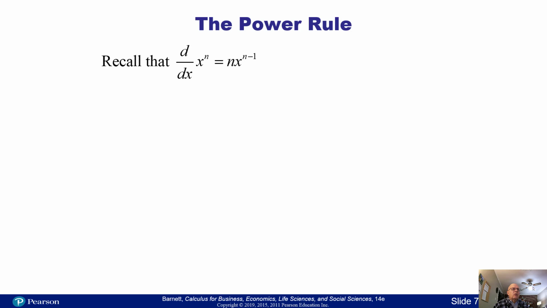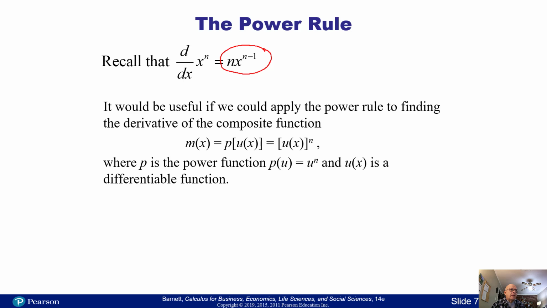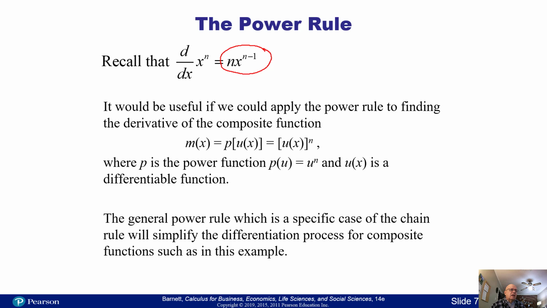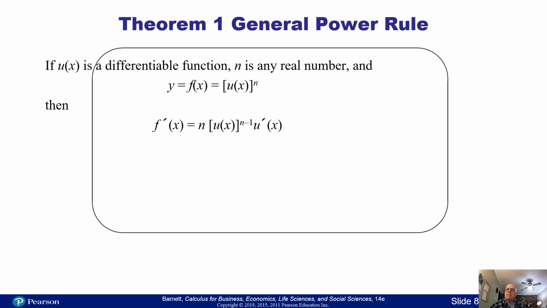Now remember the power rule? Of course you do. You can do that in your sleep, can't you? Bring the n out front, reduce this by 1, and there's the result in general. So what if we could use the power rule to take the derivative of a composite function? That would be pretty handy. So it's a specific case. It doesn't work all the time, but it works some of the times for the chain rule. So it's nice to remember.